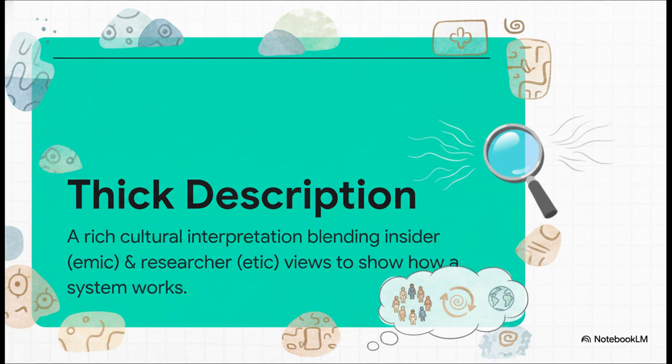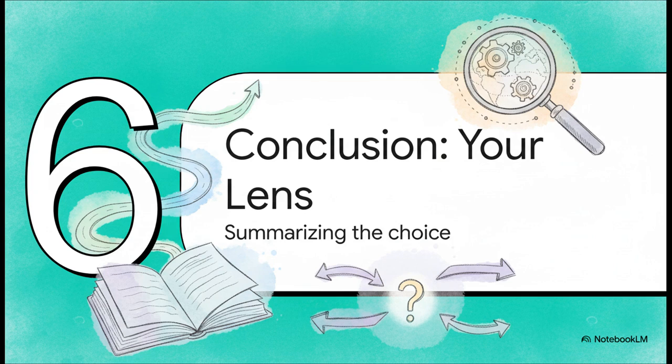But for ethnography, the outcome is something called thick description. And this isn't just a report of, here's what I saw. It is a rich, layered, super detailed interpretation that explains the meaning behind a group's behaviors. It weaves together that insider's perspective with the researcher's analysis to show you, from the outside, how their entire world works. So there you have it.